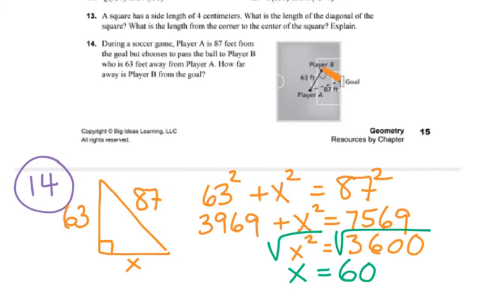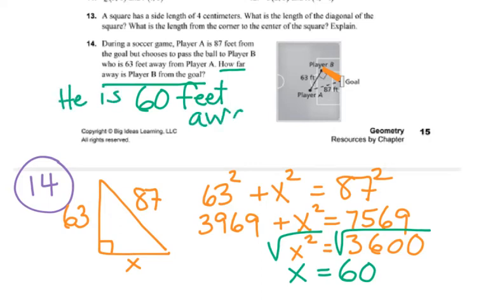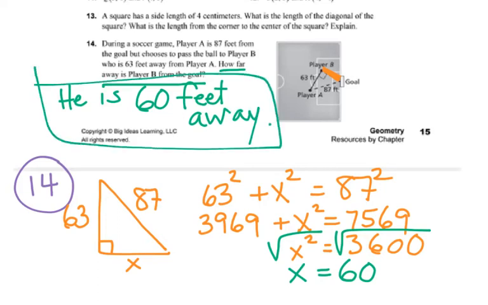Now the question is, how far away is player B from the goal? So the answer is 60 feet away. That's a proper answer. You don't just write 60, you write 60 feet away. Could be 60 anything. So I hope this illuminates my standards for homework.